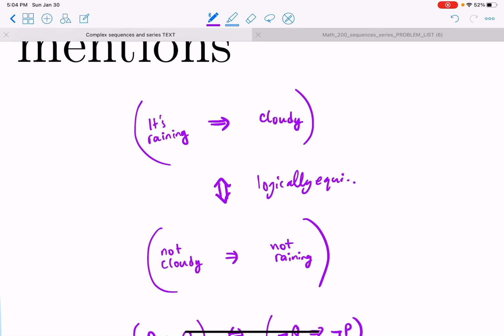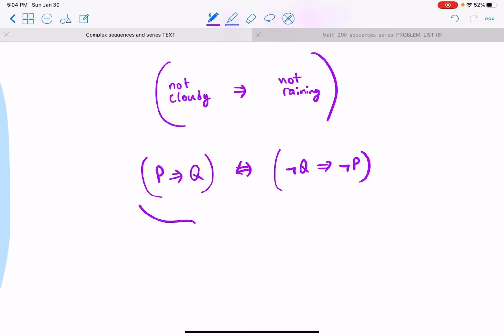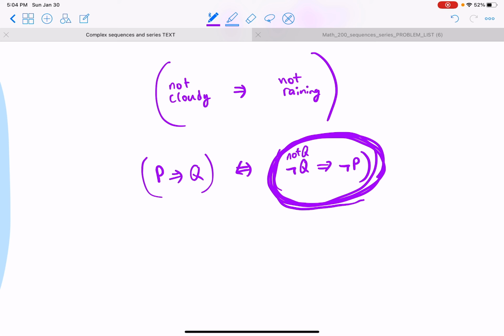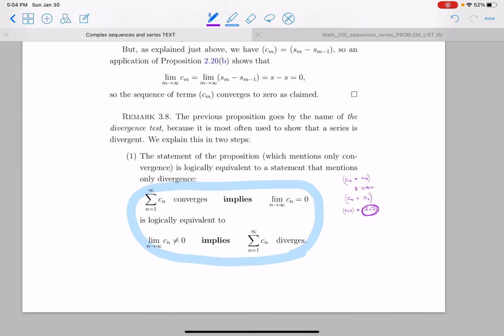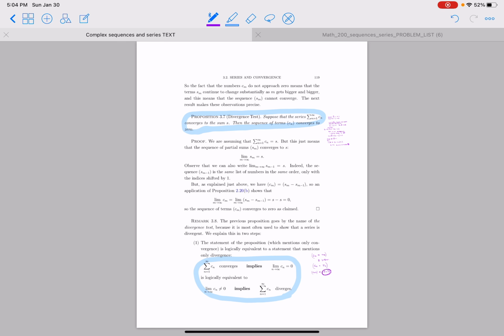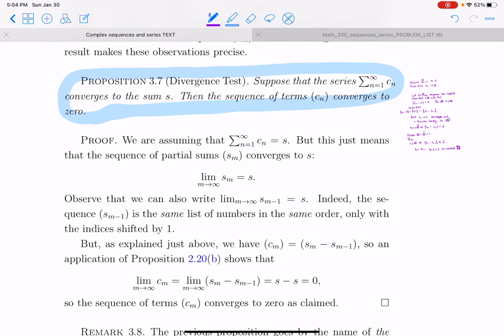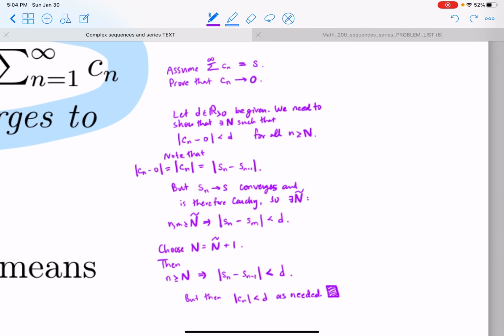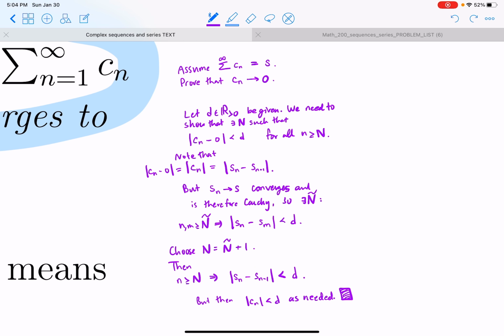So if you ever need to prove that P implies Q, you can instead try to prove that not Q implies not P. This is a logic symbol for not Q, not P. Okay. The book proves the divergence test statement. I'm going to show you an alternative proof, but I'll do that in a different video.